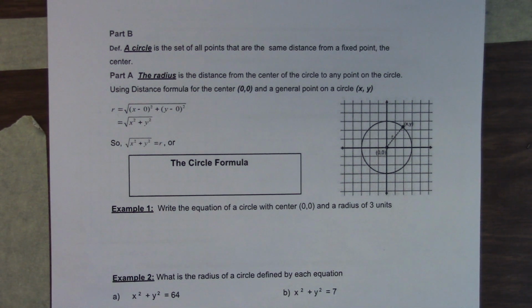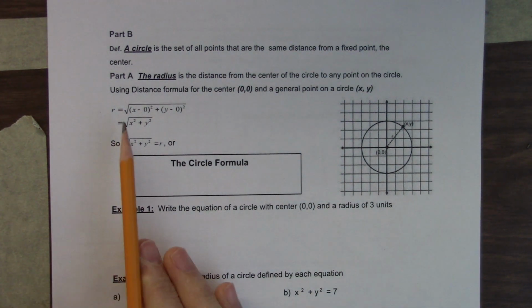Okay, next part. We are going to define. A circle is the set of all points that are the same distance from a fixed point, the center. The radius is the distance from the center of the circle to any point on the circle. Using the distance formula for the center 0, 0 and a general point on a circle, x, y, we can develop the formula for a circle, okay?